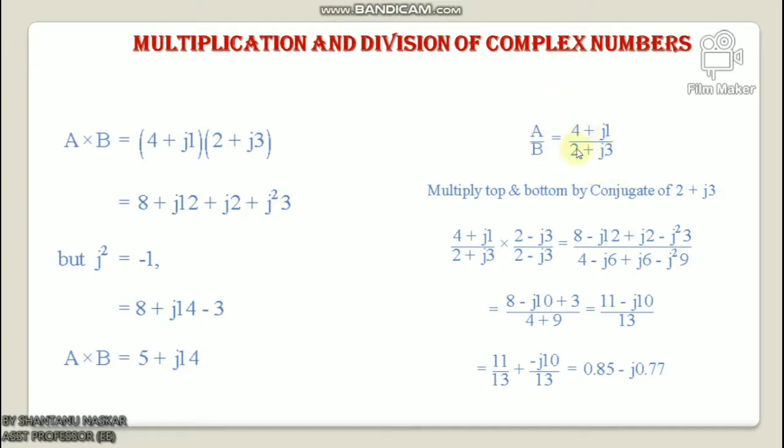So 4 plus j1 by 2 plus j3. So multiplying top and bottom by the conjugate of 2 plus j3, which is 2 minus j3. So it becomes 8 minus j12 plus j2 minus j squared 3 by 4 minus j6 plus j6 minus j squared 9, which becomes 11 minus j10 by 13. We can write it as 11 by 13 minus j10 by 13, which becomes 0.85 minus j0.77.